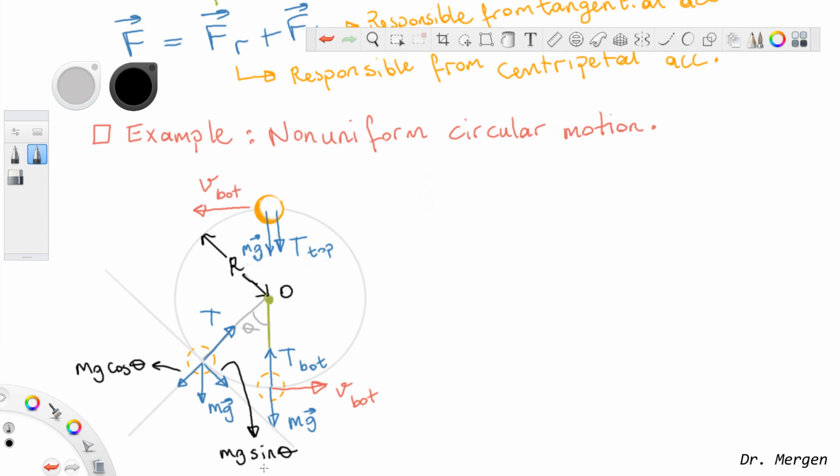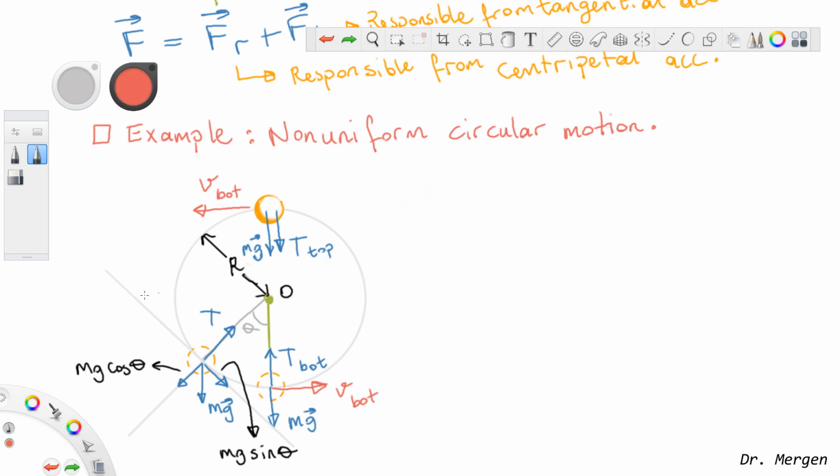Using these trigonometric expressions generalizes the whole model. For example, when the sphere is at the bottom position, cosine theta will be equal to 1 and sine theta will be equal to 0, which gives us m times g only. Similarly, when the ball reaches this position, the radial component of the weight will be 0, because cosine theta will be equal to 0.